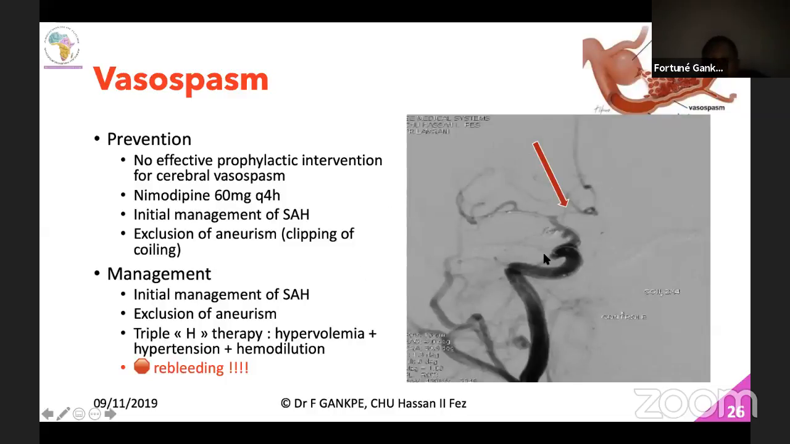I want to show you on this slide, on this picture, the vasospasm for the same patient we coiled last week. Vasospasm of the anterior A1, anterior communicating artery here during the coiling procedure.